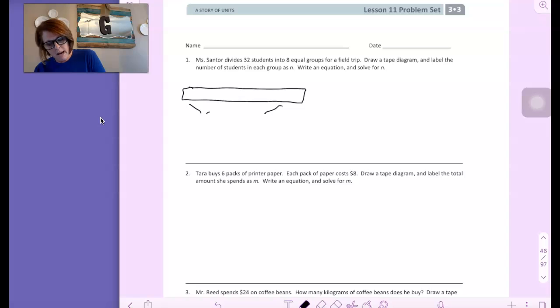So we know that we have 32 students total. And we do know that they're divided into 8 equal groups. So I'm going to divide my tape diagram into 8 equal parts. What we don't know is the number of students in each group. So all of these are n's, aren't they? So we know that we have 8 groups.